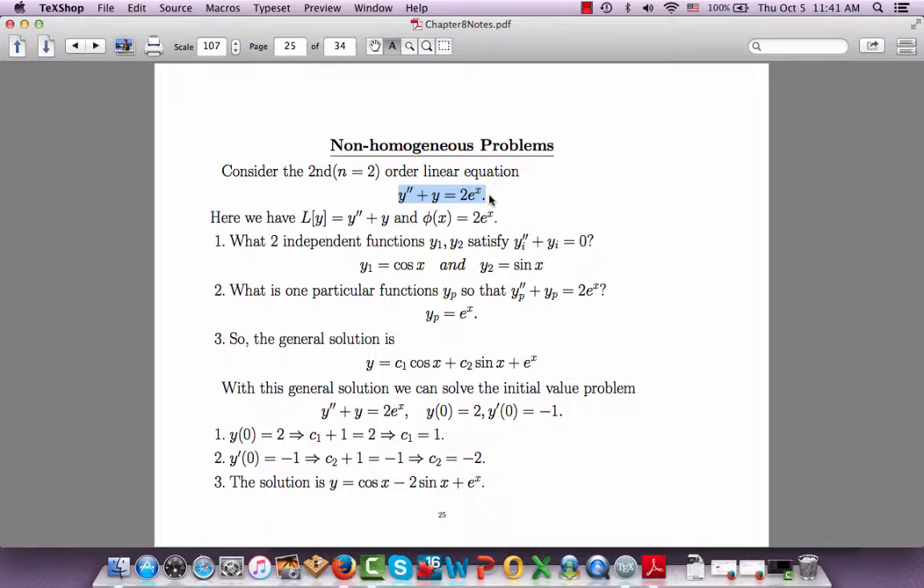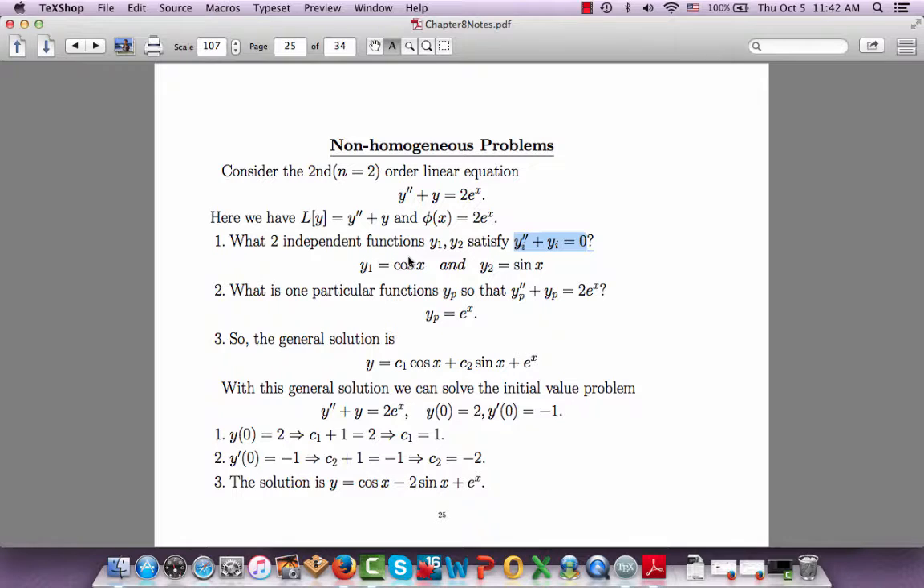So again, going to that process that we said, let's solve the homogeneous equation. We want to look for functions, two functions, y1 and y2, such that when we take their second derivative and add that to itself, you get 0. Well, that's very easy. We've seen this before in this class. The sine and cosine functions do that. The second derivative of sine is just negative sine, and the second derivative of cosine is negative cosine.